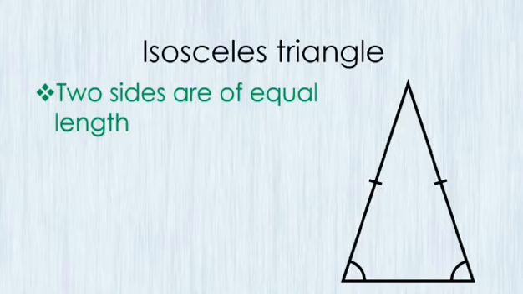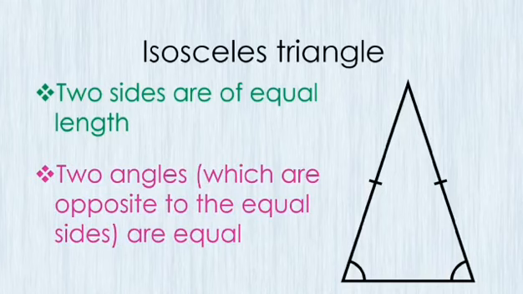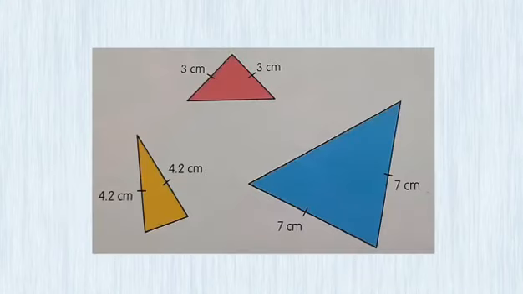Another property of an isosceles triangle is that its 2 angles are also equal. But keep in mind that the 2 equal angles are always opposite to the equal sides. Here you see few examples of an isosceles triangle.